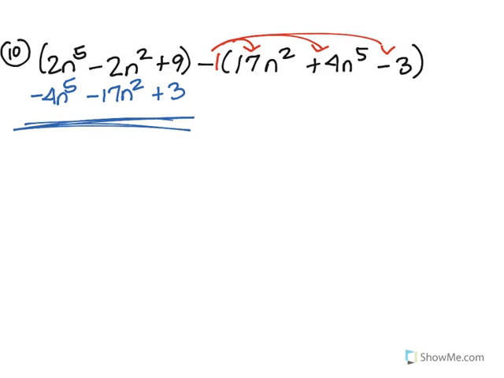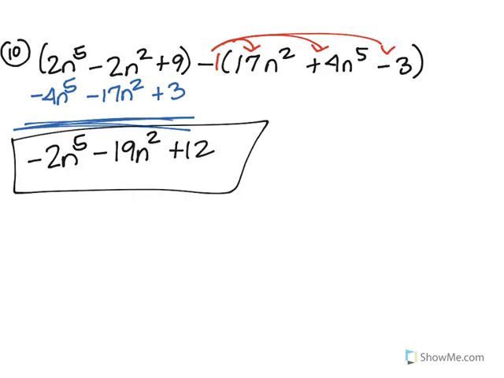So we've got what? 2 minus 4 is a negative 2n to the fifth. Negative 2 minus 17 is negative 19 with n squared. And then 9 plus 3 is plus 12. Do y'all see that? Change the signs and then combine it.